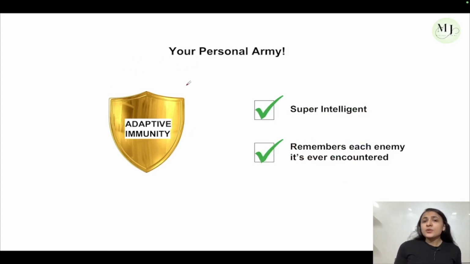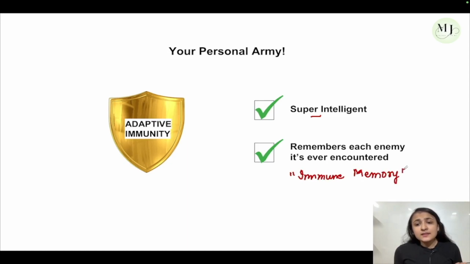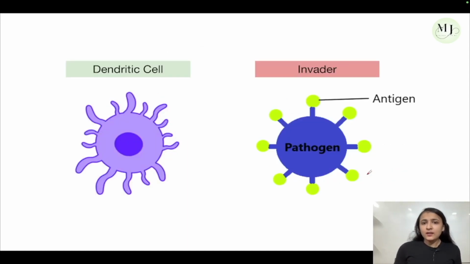So adaptive immunity is basically like your personal army. It is super intelligent. It remembers each enemy it has ever encountered. This is something known as immune memory or immunological memory. That is why the adaptive immunity system is memory based. Now let us meet the army involved in the adaptive immunity.